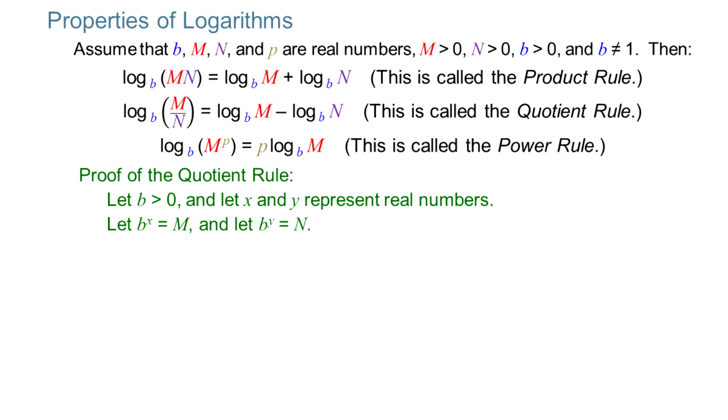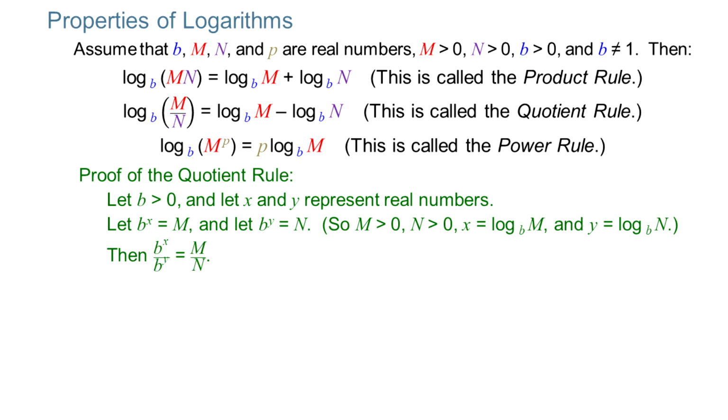To show that the quotient rule is a valid rule, I'll start by letting x and y represent real numbers, and b will represent a positive real number. Like I did in the last proof, I can define m and n so that b to the power of x is equal to m, and b to the power of y is equal to n. Since I cannot raise b to a power and get a number that is less than or equal to 0, this tells me that both m and n will be positive real numbers. I can also change the statements that I wrote in exponential form into logarithmic form, as you see here.